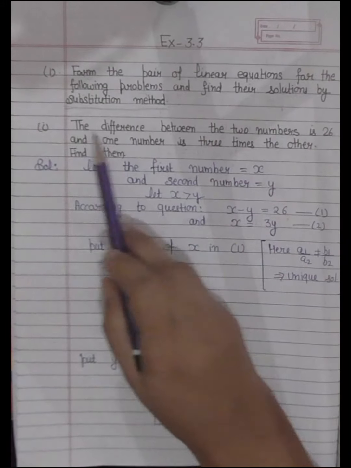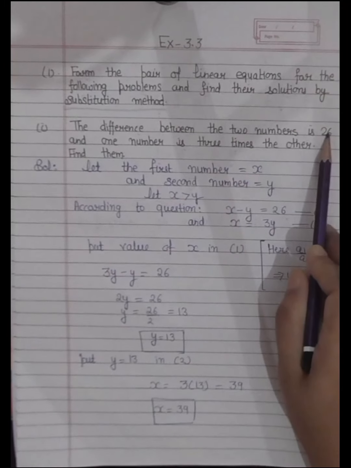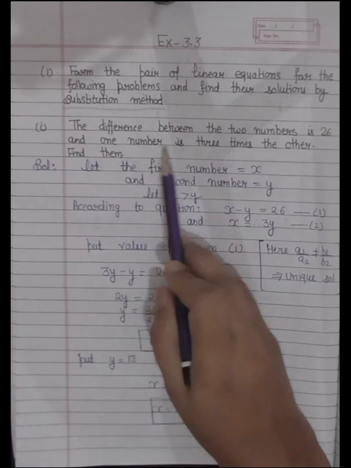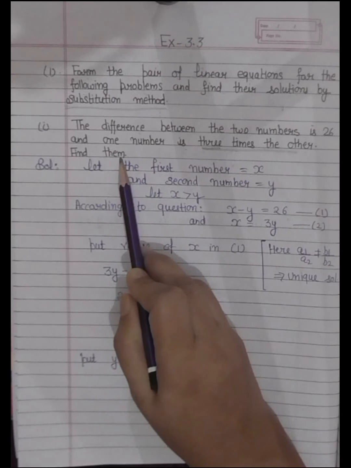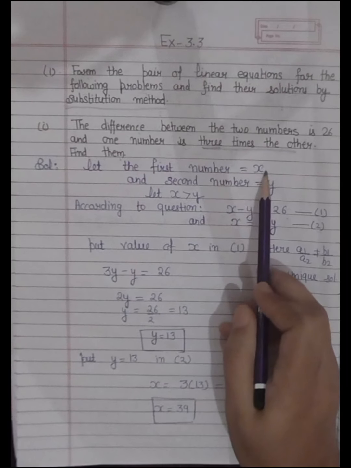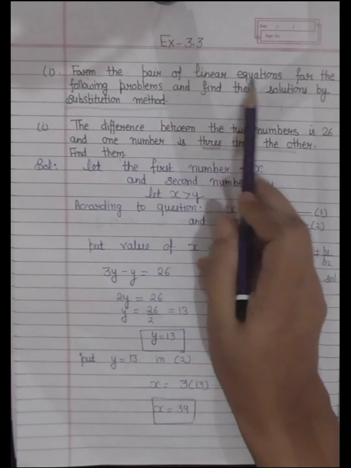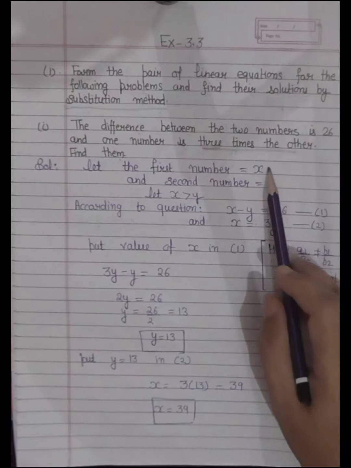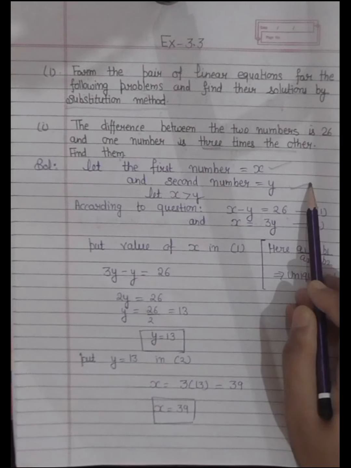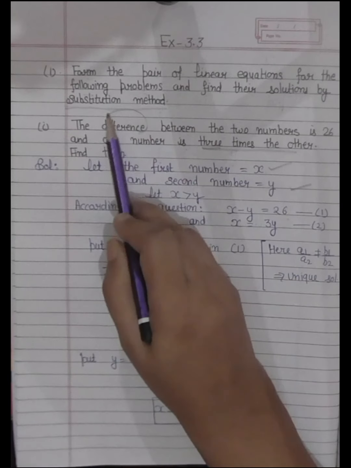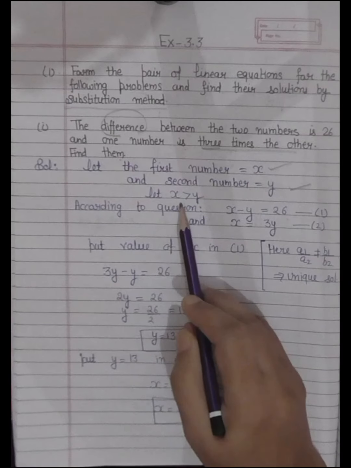word problems. Now the first word problem is: the difference between two numbers is 26 and one number is 3 times the other, find them. Now there are two numbers, so let the first number be x and the second number be y, because we are doing the pair of linear equations in two variables. So the first number is the first variable, x, and the second number is the second variable, y. Now here a difference is there, so one number is larger and the second is smaller, so I have taken x greater than y.